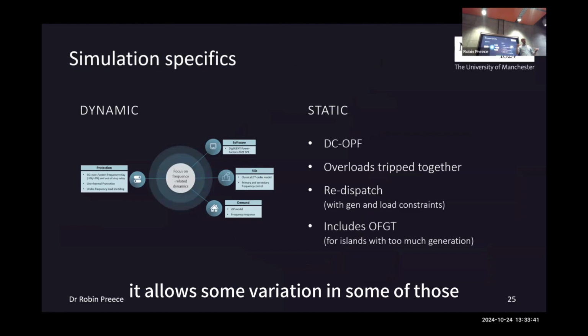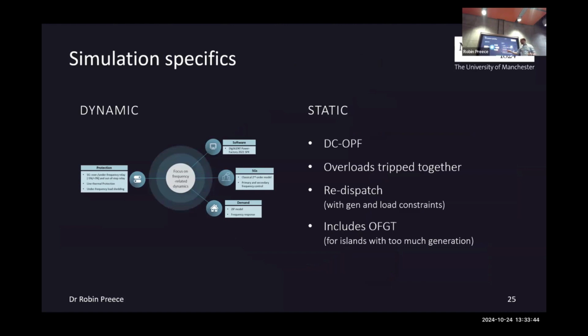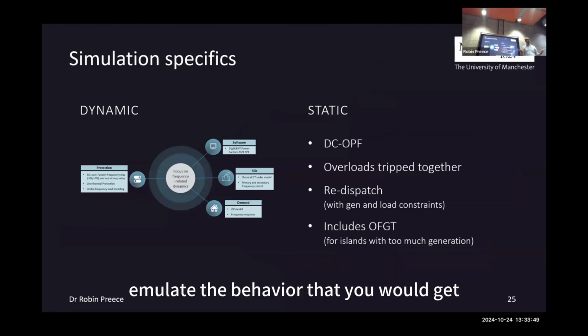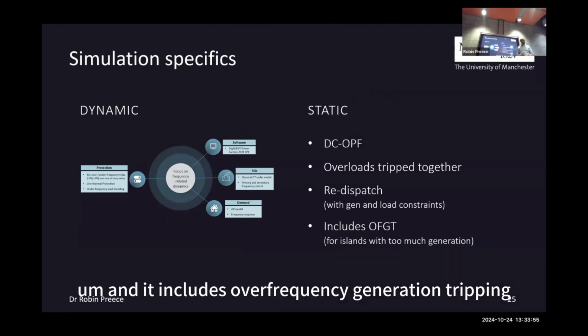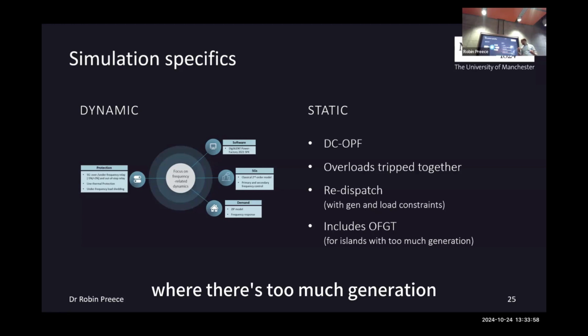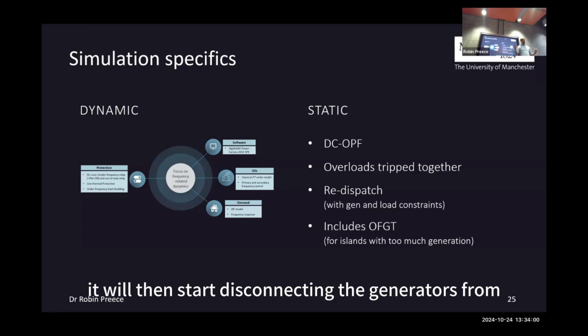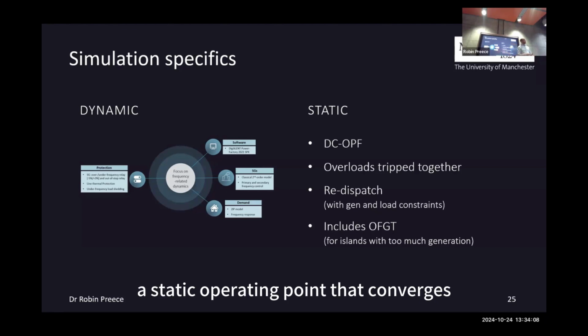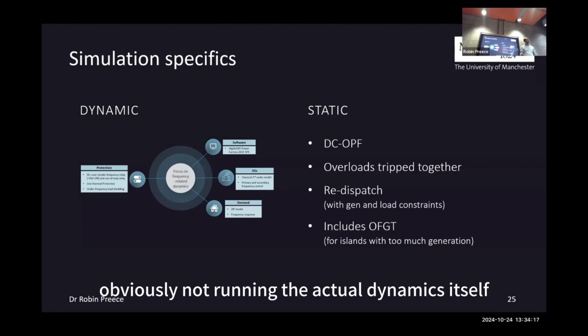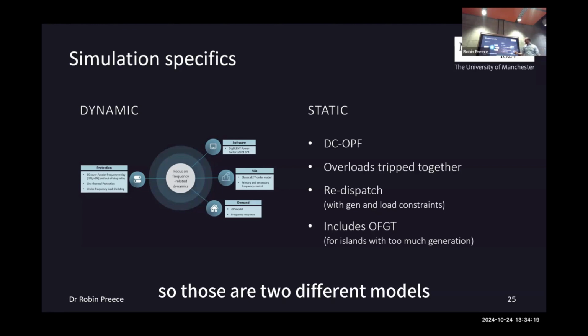It allows some variation in some of those generation and loads. It allows them to move a little bit, essentially to emulate the behavior that you would get from some kind of frequency response. And it includes over-frequency generation tripping. So essentially, if I have an island where there's too much generation, it will start disconnecting the generators, starting from the smallest one, in order to try and find a static operating point that converges. So we've got some kind of emulation of some of those dynamic processes within this, but it's obviously not running the actual dynamics itself. So those are our two different models.